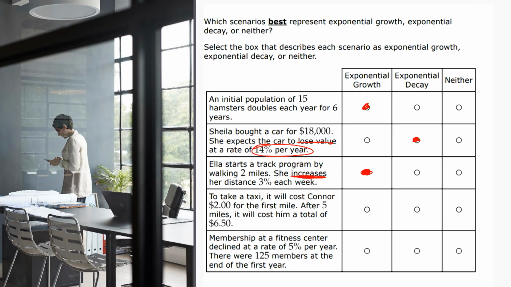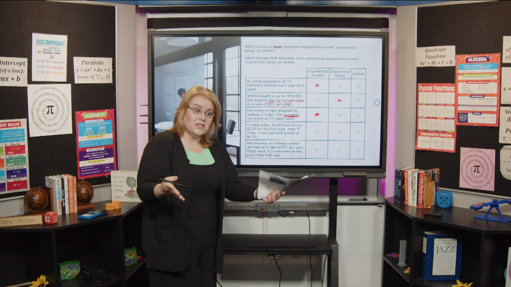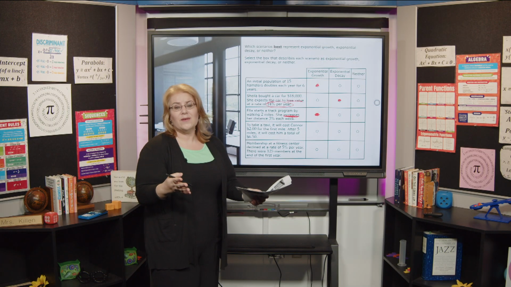To take a taxi, it will cost Connor $2 for the first mile. After 5 miles, it will cost him a total of $6.50. Well, he's not growing, he's not decaying. We're just saying this is what he's paying and this is what he's paying. So it would be what? It would be neither. Good job.